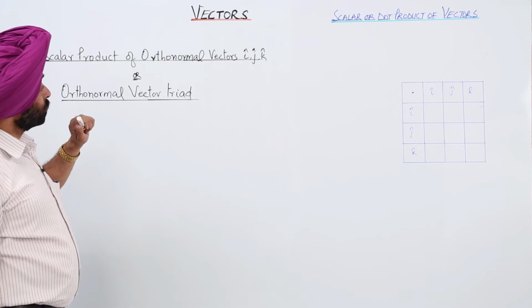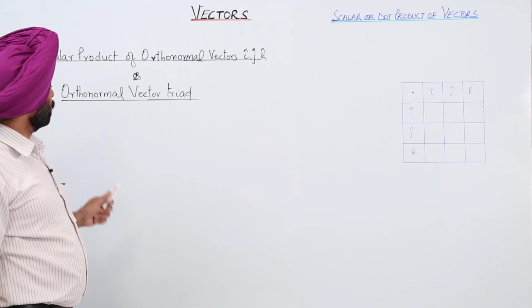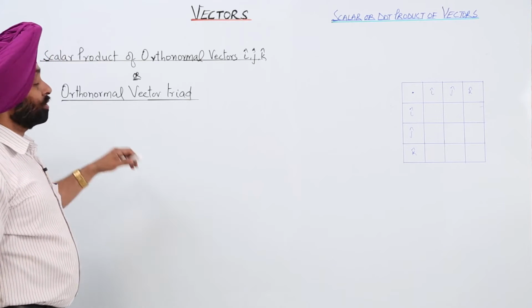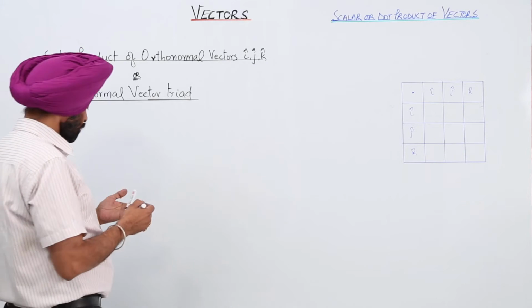Scalar product of orthonormal vectors i cap, j cap, k cap, or we can write it as orthonormal vector triad. Now what it is, let's see.